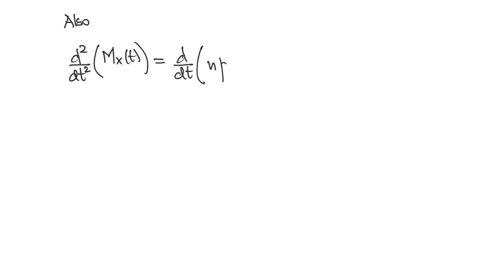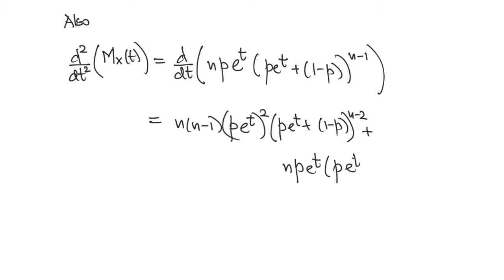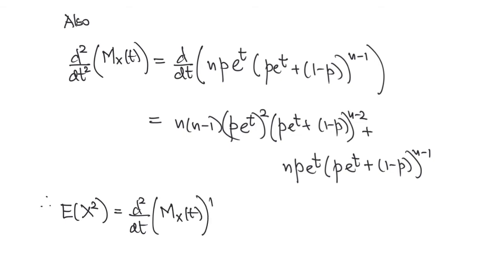Also, if we calculate the second derivative of the moment generating function for the binomial random variable, we arrive at the following calculation. That is, the expected value of X squared ends up equaling n times n minus 1 times p squared plus n times p.